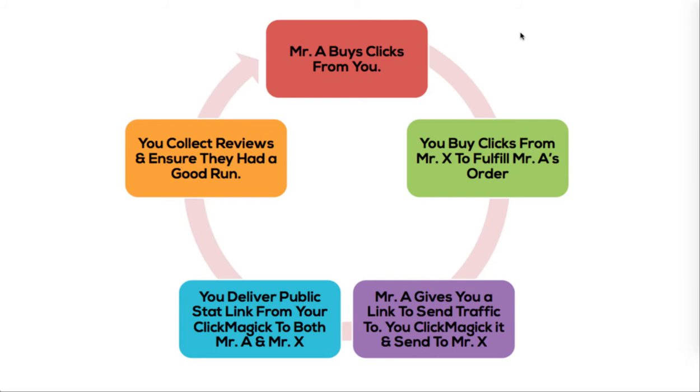Mr. A gives you a link to send traffic to, which is their affiliate link or link to their pages, right? You use your own ClickMagick account, put their link in the ClickMagick account that we're going to discuss in the next video, and you give your ClickMagick link to Mr. X, okay? Who is the person that you bought the clicks from? You deliver public stat links of your ClickMagick to both Mr. A and Mr. X, so Mr. X can figure out how many clicks have been sent to you, and same for Mr. A, so that he knows how many clicks have been delivered from the solo ad that he or she has bought from you. Once that is done, you collect the reviews and ensure they had a good run.